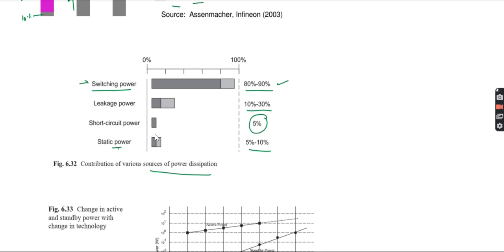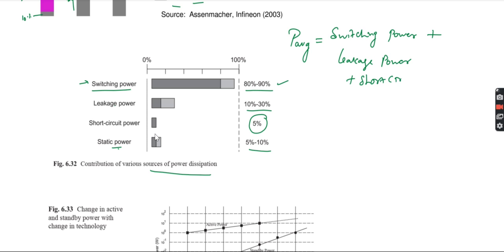Then static power. So finally, if you want to calculate the average power, what you need to do is take the summation of switching power plus leakage power plus short circuit power plus static power. So this will give the overall average power dissipation.